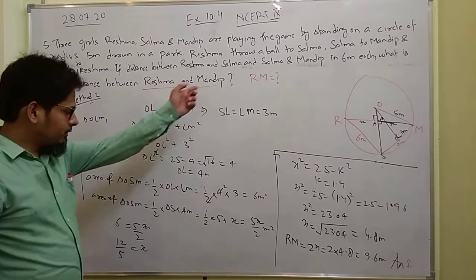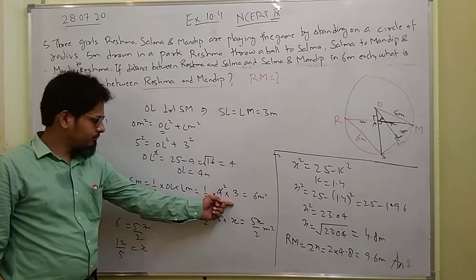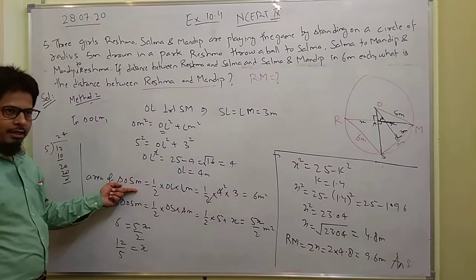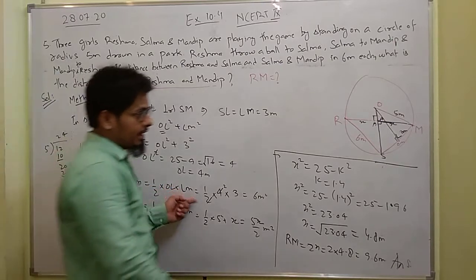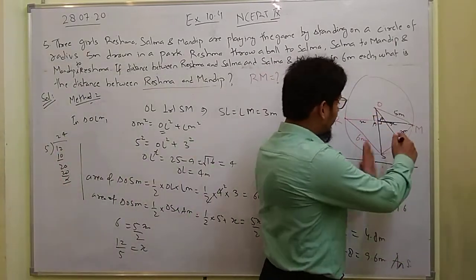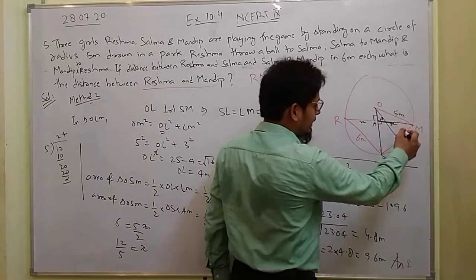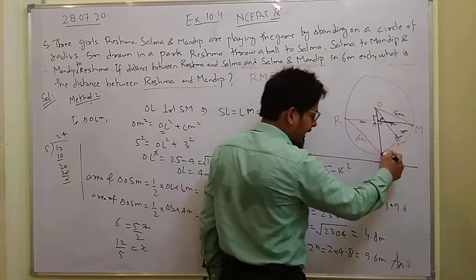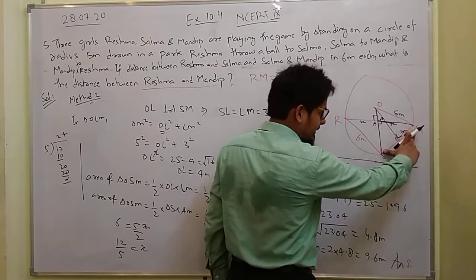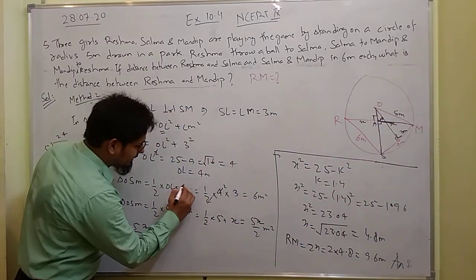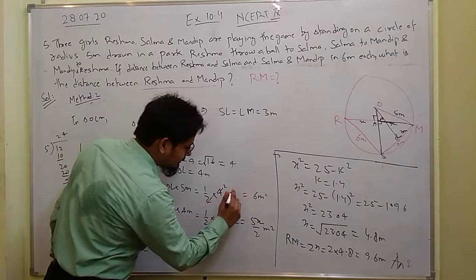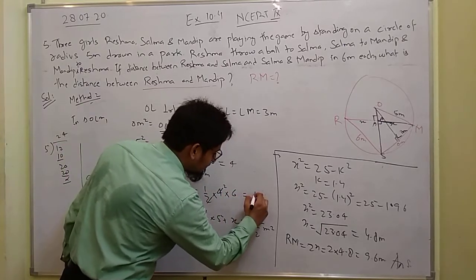Class, now see, there is a mistake. I got it. In triangle OSM, 1 upon 2, OL is the height, not LM. If I take LM as the base, it will be the area of triangle OLM. And I have to take the area of triangle OSM. So I have to take 6. The base will be 6, not 3. So right here it is a mistake, class. It is SM, and you take here 6. This will be 12.